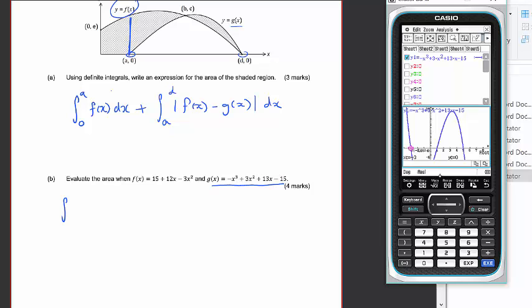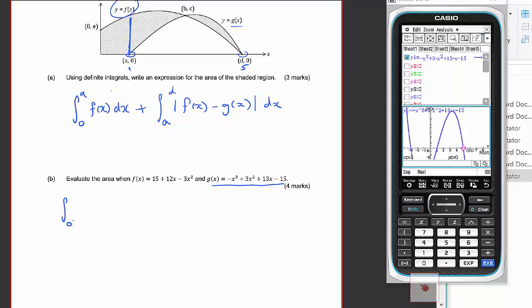So the first one is at -3. That's not one that we want looking at our graph. We want this one, which is at 1. So that tells me a is at 1. And then the other one over there is at 5.